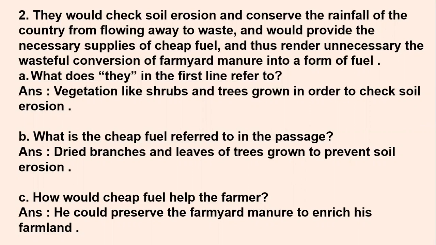In the village side, students, if you have been in a village, you have seen that the dried branches, the leaves, the wood, they use that as a fuel to light the fire and cook the food, and for many other purposes. So it is a kind of cheap fuel for the farmers. So what is the cheap fuel here referred to? It is nothing but dried branches and leaves of trees which are grown to prevent soil erosion. Okay, students, next question. How could cheap fuel help the farmer?